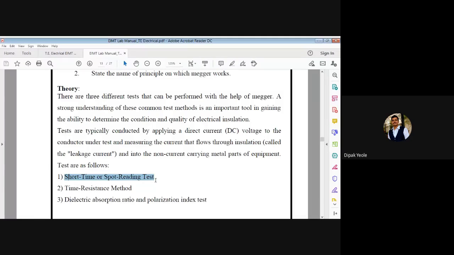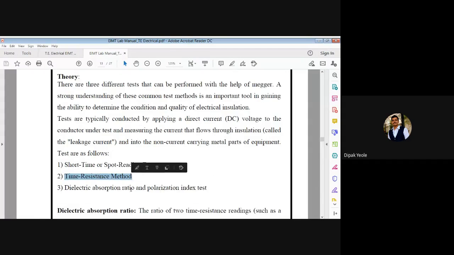What is first? Short time or spot reading test. Second is time resistance method, and third is Dielectric Absorption and Polarization Index Test.